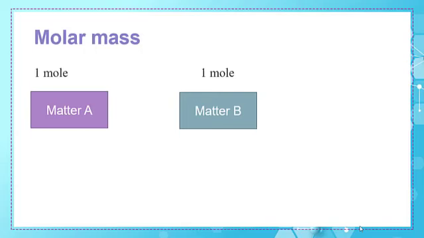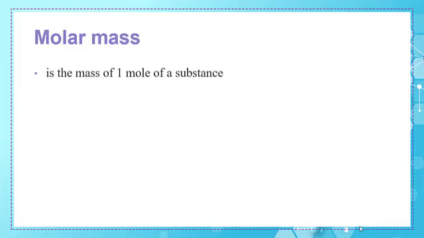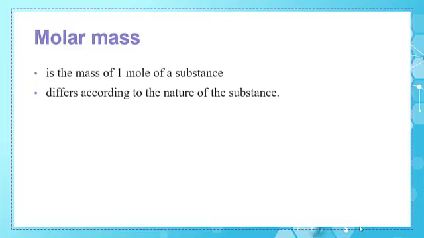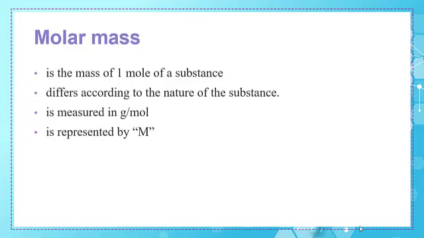The molar mass. If we take 1 mole of matter A and 1 mole of matter B, which are completely different, and we weigh them, we find that the mass of 1 mole of A is not equal to the mass of 1 mole of B. So the molar mass, which is the mass of 1 mole of a substance, differs according to the nature of the substance. It is measured in gram per mole and represented by capital M. Simply, the rule is capital M, the molar mass, is equal to A gram per mole. We substitute the value of A for the atom, and the unit is gram per mole.